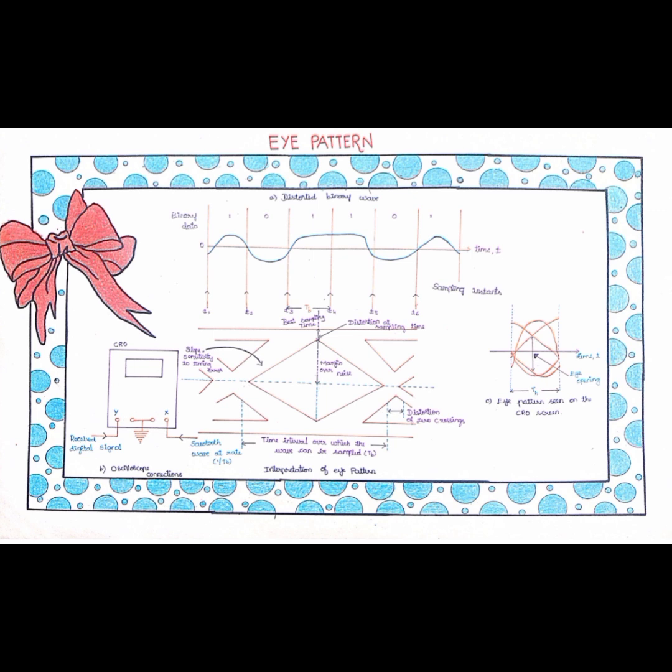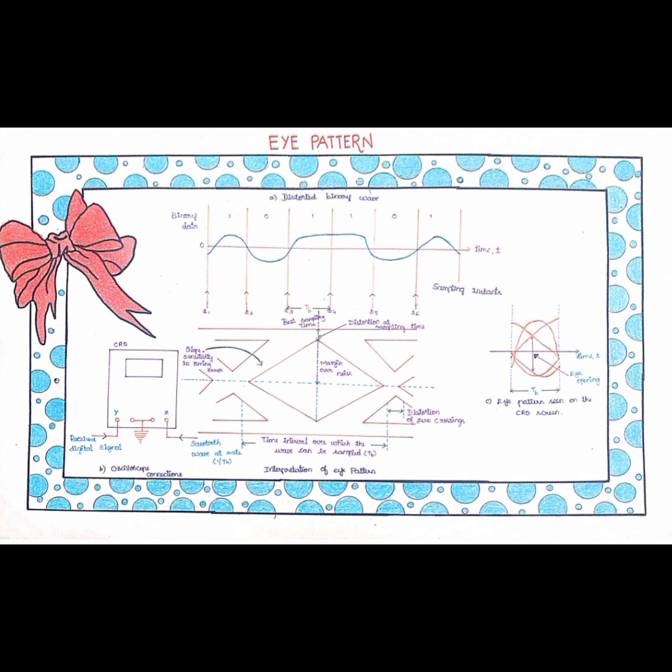Now, if the eye starts to close either vertically or horizontally, this means the signal is degraded. Vertical closing indicates noise in the amplitude of the signal, while horizontal closing happens due to jitter or timing variations in the signal transition. For example, if jitter causes the signal to arrive slightly late or early, the eye will narrow horizontally, making it harder for the receiver to identify the correct sampling time.